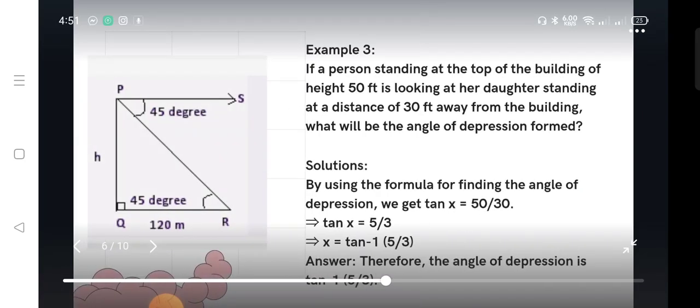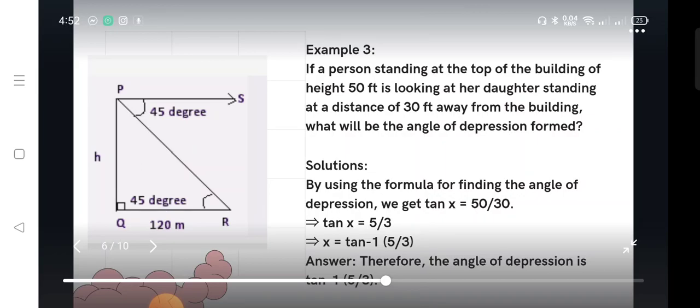So let's try another example. If a person standing on the top of a building of height 50 feet is looking at her daughter standing at a distance of 30 feet away from the building, what is the angle of depression formed? Okay. It is given that the height of the building is 50 feet, and the distance between the building and the girl is 30 feet.